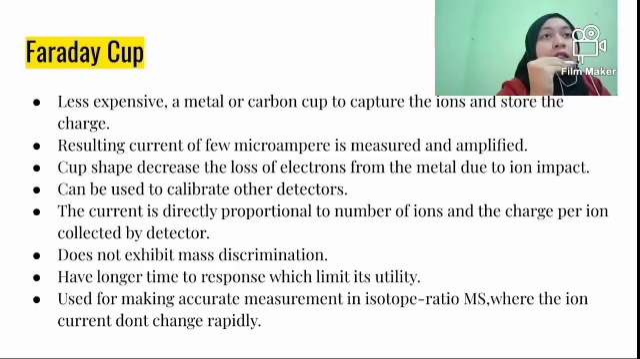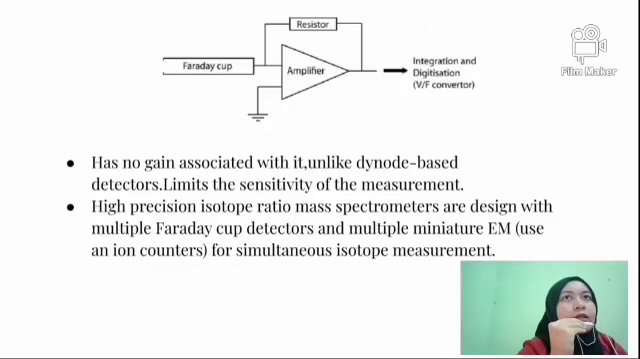The current is directly proportional to the number of ions and the charge per ion collected by a detector. It does not exhibit mass discrimination. It has a longer time to respond, which limits its utility. It is used for making accurate measurements in isotope ratio mass spec, where the ion current does not change rapidly. It has no gain associated with it, unlike diode-based detectors.